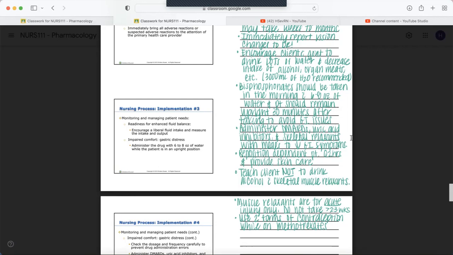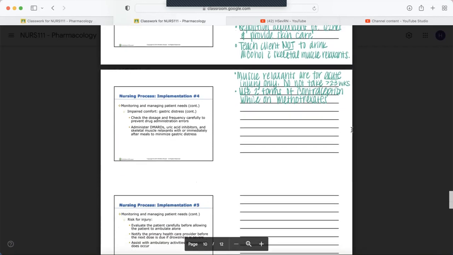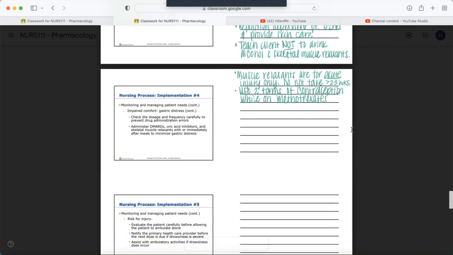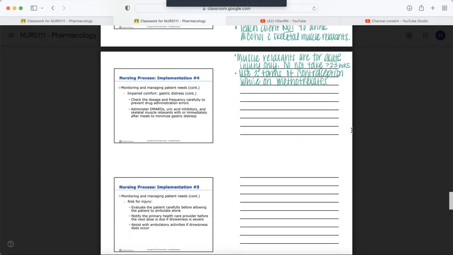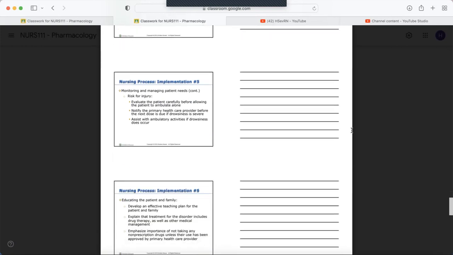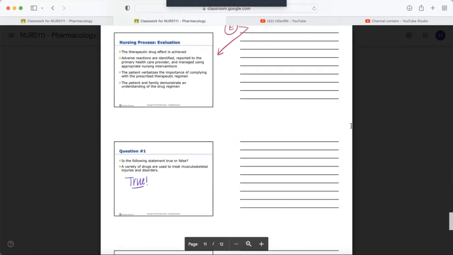Reposition your dependent patient every 2 hours to provide skincare so that they don't have breakdown. Teach your client not to drink alcohol with skeletal muscle relaxants, because they're going to have decreased central nervous system function, right? Muscle relaxants are for acute injuries only. Do not take them more than 2 to 3 weeks. And then use 2 forms of contraception while on methotrexate, because we do not want you to get pregnant due to the serious effects on the fetus.